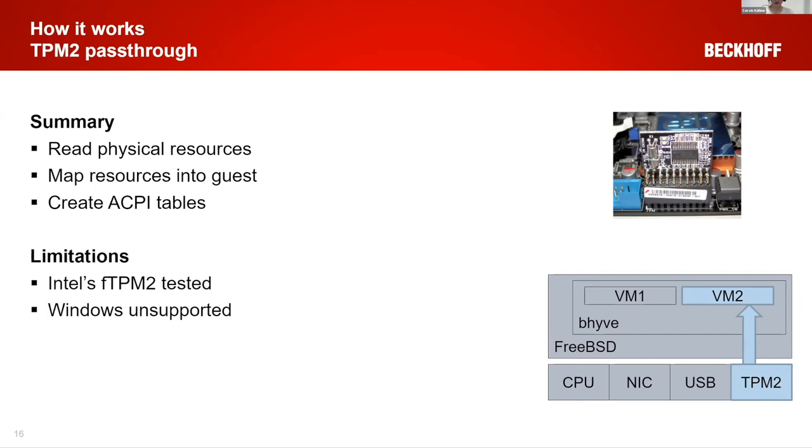Okay, after focusing on GPU pass-through, let's have a look at TPM2 pass-through. It really works straightforward. First of all, we read which physical resources are used by the TPM device. After that, we map them one-to-one into the guest, so we use the same addresses for those resources. And lastly, we create some ACPI tables for the guest to recognize the TPM module.